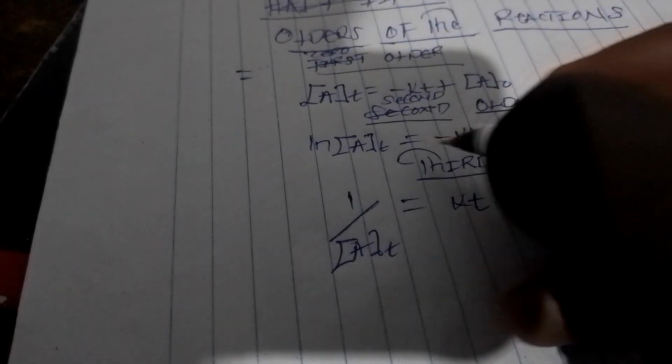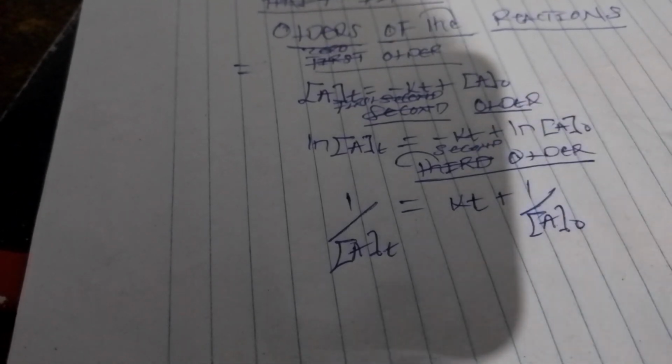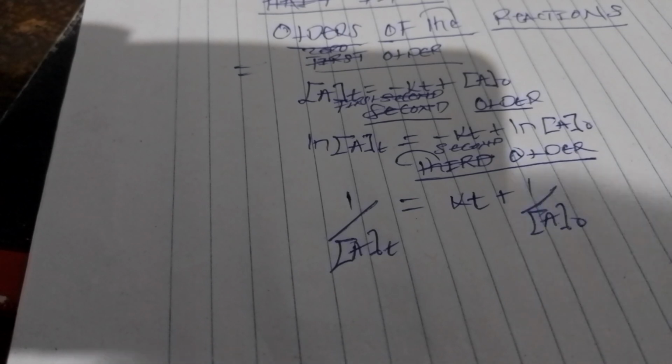Also, this one is first order of the reaction. Then this one's supposed to be second order of the reaction. So I have zero order of the reaction, first order of the reaction, second order of the reaction. So altogether, they're supposed to be 3.